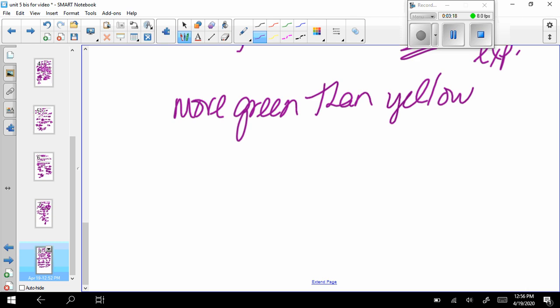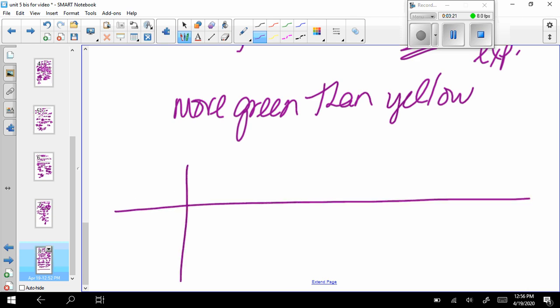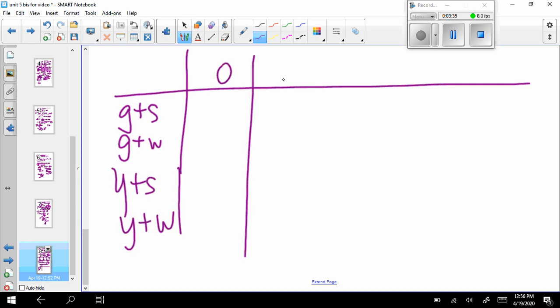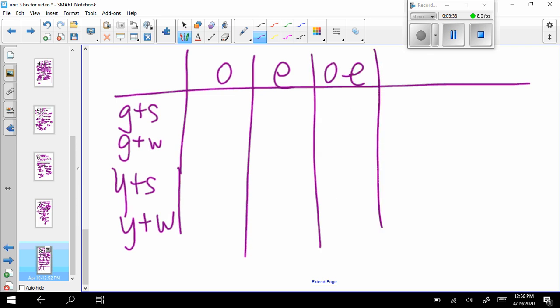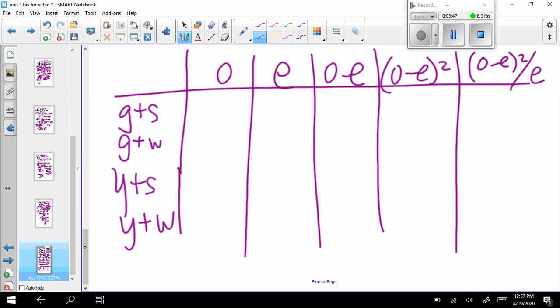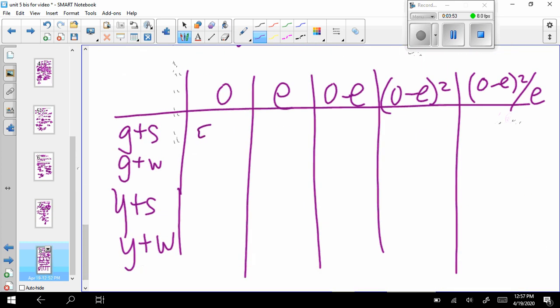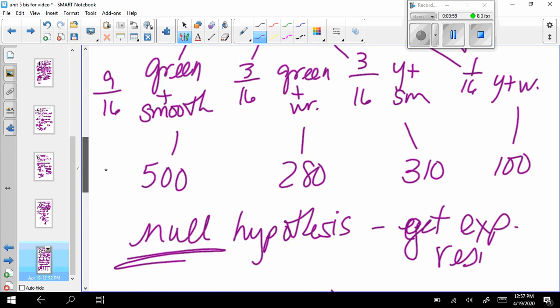All right, now let's move on to how you set up your chi-square. What you're going to do is put in your columns. So I had green and smooth, green and wrinkled, yellow and smooth, and yellow and wrinkled. And I do my O, E, O minus E, O minus E squared, O minus E squared over E. First I write in those O's, so 500, 280, 310, and 100.